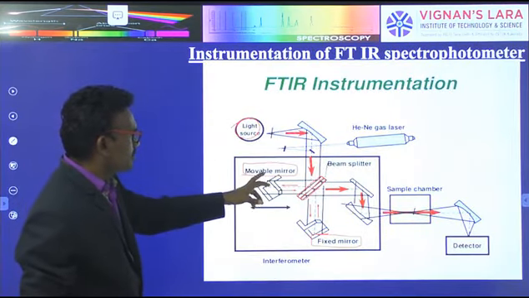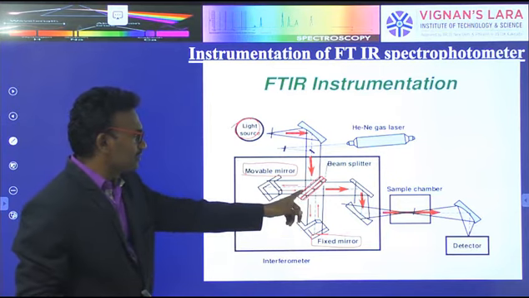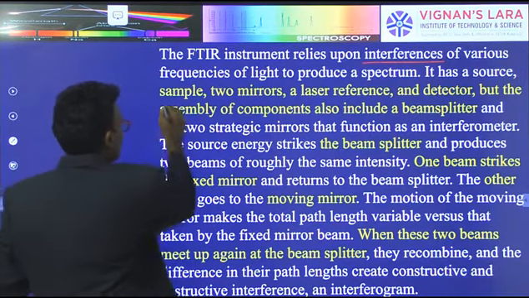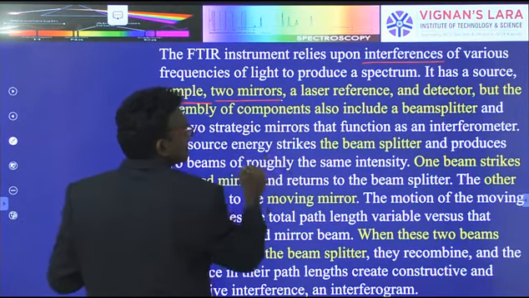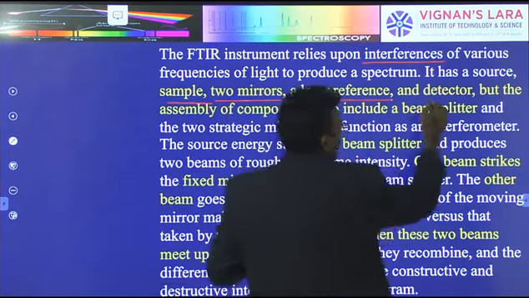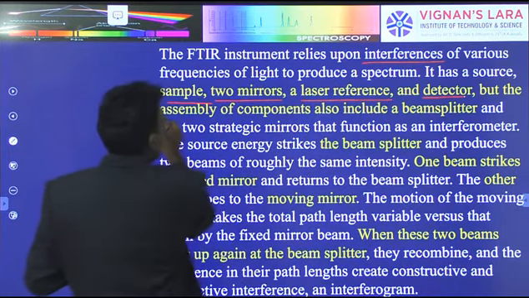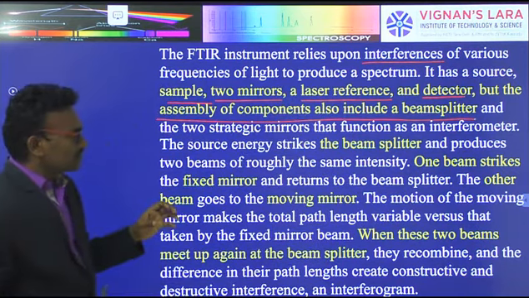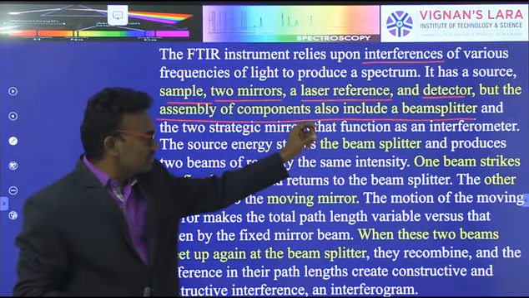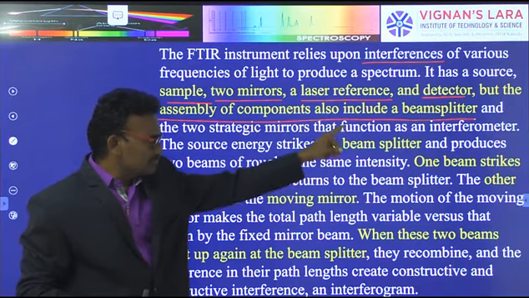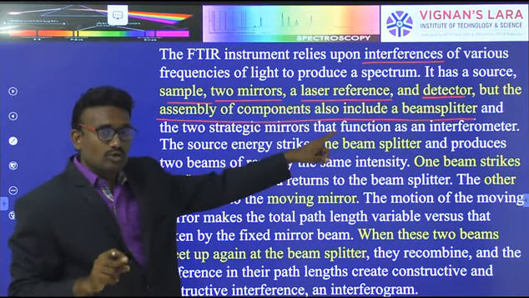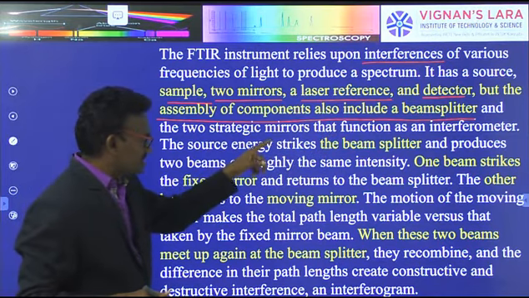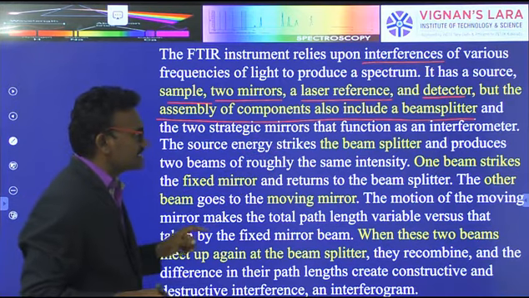Okay, light source, mobile mirror, fixed mirror, beam splitter. Different types of parts are present. One is the sample, two mirrors, laser, reference, detector. The assembly of components also includes the beam splitter. The main component in the instrument is the beam splitter, where the light is split into two beams, and the two mirrors function as in an interferometer.